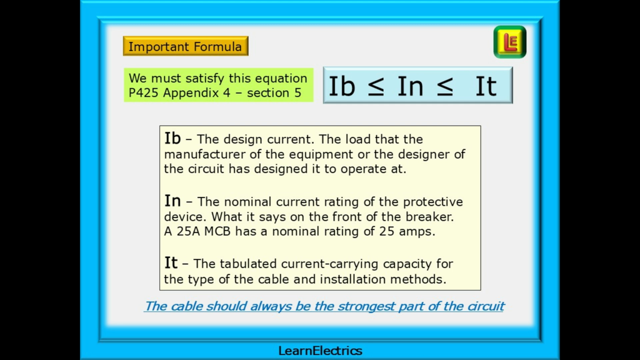IN is the nominal current rating of the protective device, what it says on the front of the breaker. A 25 amp MCB has a nominal rating of 25 amps, and IT is the tabulated current carrying capacity for the type of cable and installation methods. We must ensure that the cable is always the strongest part of the circuit electrically.